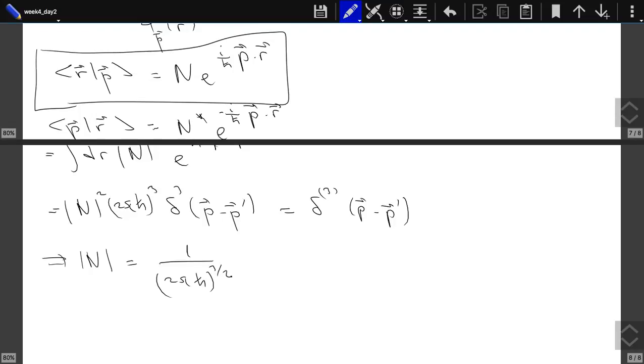Well, the phase of N we cannot really determine, but it doesn't really matter. So you can just choose the phase of N to be 0, to be 1, you can choose N to be a real number. So N is equal to 1 over the square root of 2 pi h bar cubed.